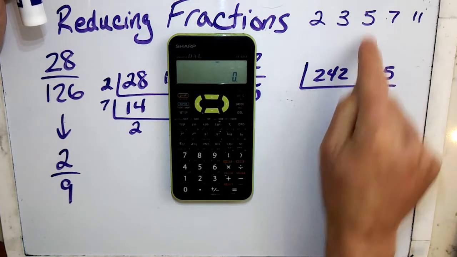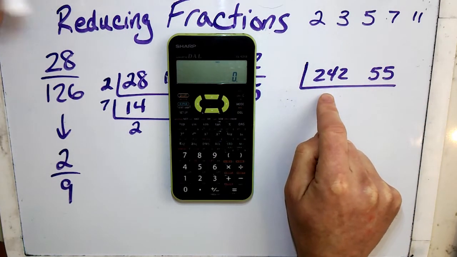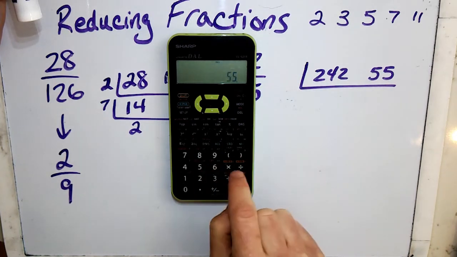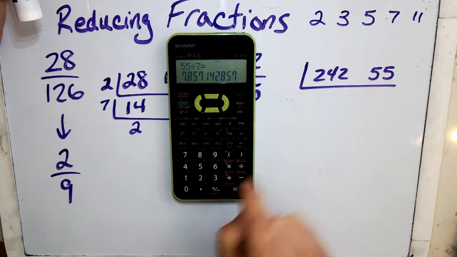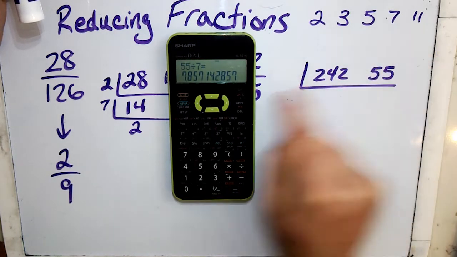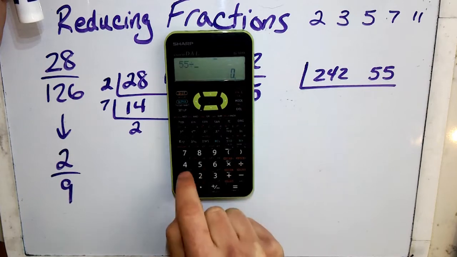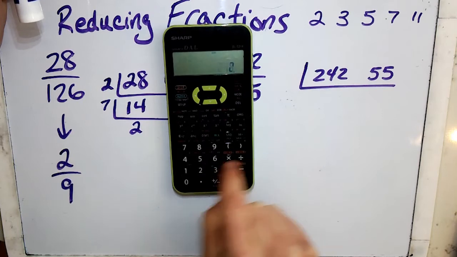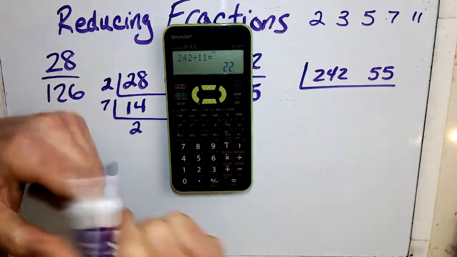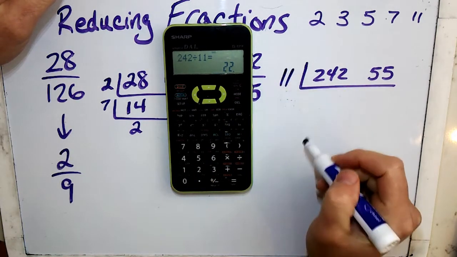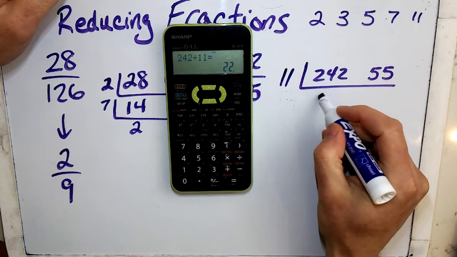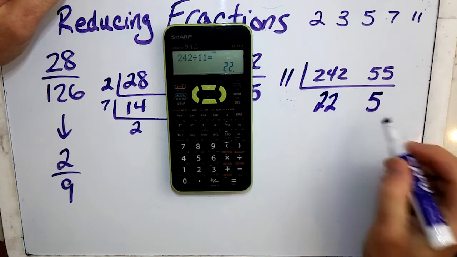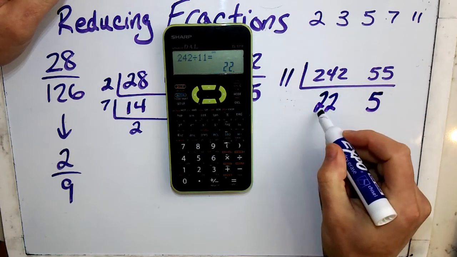Next prime is 5. Definitely doesn't go into 242. Again, use your calculator if you're not sure. And 55 divided by 7 doesn't work. So keep going up. 11. 11 goes into 55. 11 goes into 242. So check your primes. 242 divided by 11 is 22. 55 divided by 11 is 5. Now 5 is a prime number. It does not go into 22, so I'm done.